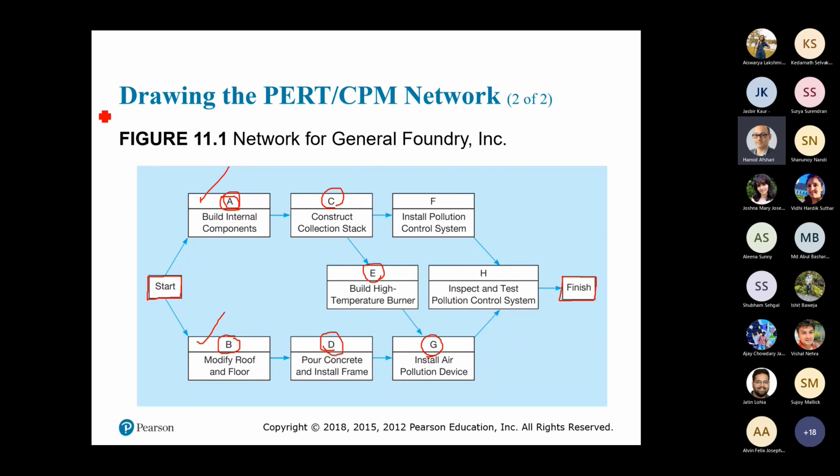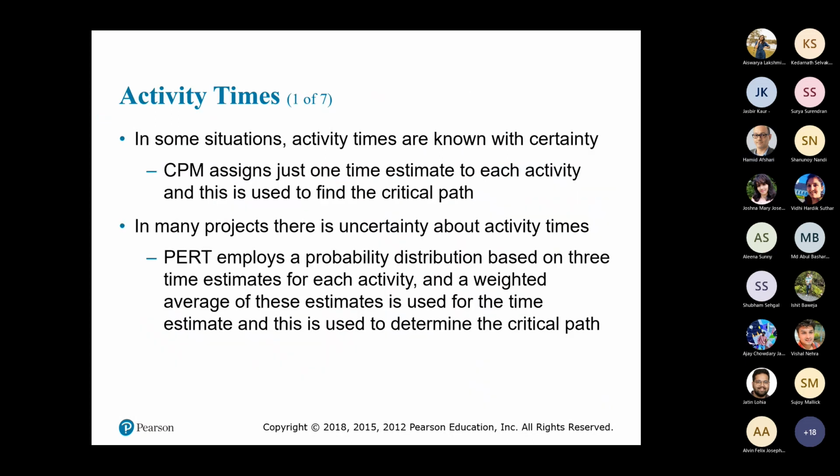So what is the next step? The next step is to write the completion time of each activity. In some situations, activity times are known with certainty. For example, you know it takes 2 weeks, for sure. Sometimes you're not sure. Sometimes it takes 1 week, sometimes it takes 5 weeks, but on average, it takes 2 weeks. So these are two totally different ways that time is given to you.